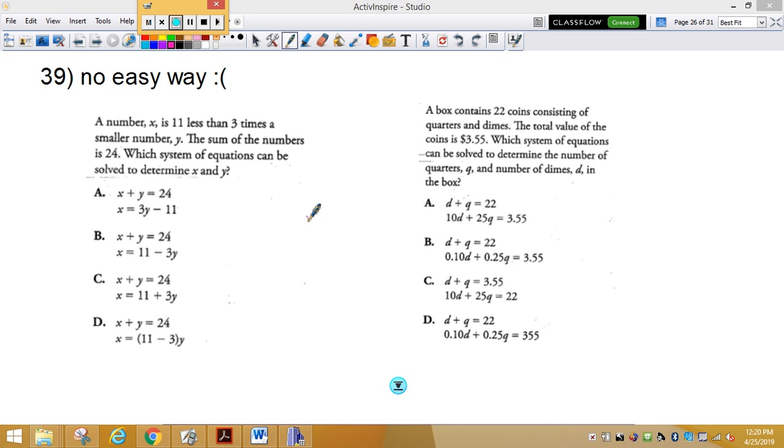For problems like 39, there's no easy way. You're just going to have to read the problem and figure out what your equations are going to be. So let's look at two examples.